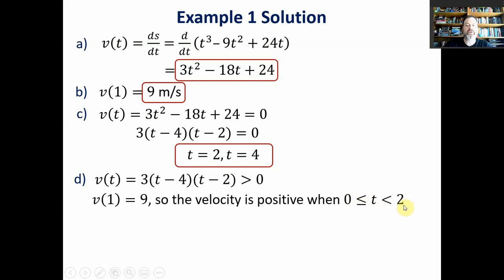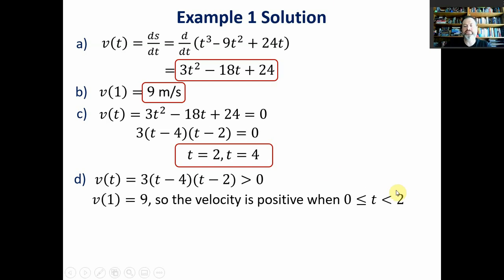This entire interval is represented by this one value, because the velocity is a continuous function. If the velocity changed direction, it would have to cross the t-axis, which it doesn't do, because these values here are the only places that it crosses the t-axis. So we know that t equals 1 is representative of the entire interval.